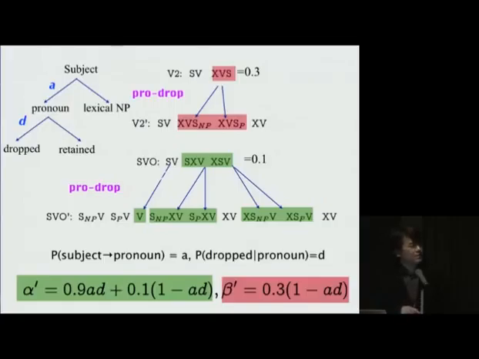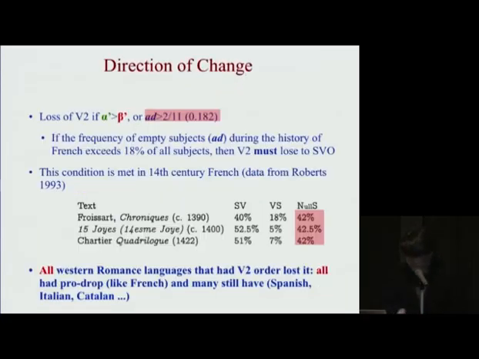You do the same for the green guys, namely, what happens to SVO if you add pro-drop to it, and you change the numbers here slightly. Again, this is pretty straightforward algebra. We don't have to worry about A and D. So now these are revised fitness values of V2 and pro-drop on the one hand, and SVO and pro-drop on the other hand. These are the two real grammars going through competition. This will show that loss of V2 would happen if alpha prime from the previous slides is greater than beta prime. If you solve the equation, you see that if A times D is greater than about 18%, then the V2 grammar will necessarily lose to an SVO grammar.